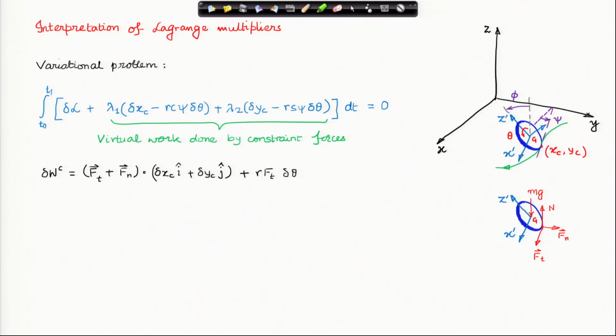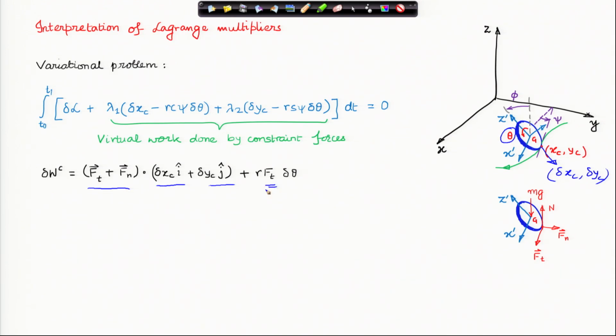Now, remember, you have a variation vector. I can give an arbitrary virtual displacement delta xc delta yc, a vector that I have written in terms of i cap and j cap, and that dot product with the in plane forces will generate work. Also, if I change the spin, if I give an additional spin, being at the same contact point, I will have work because of the tangential force.